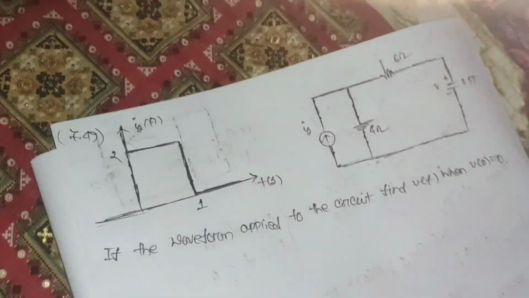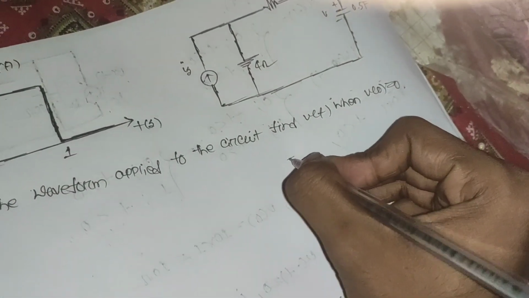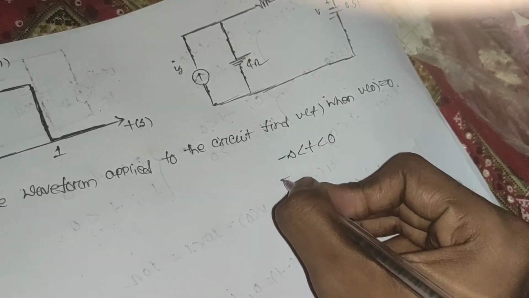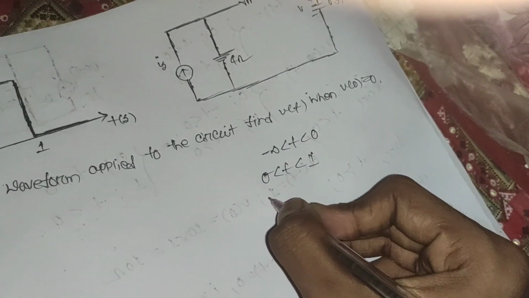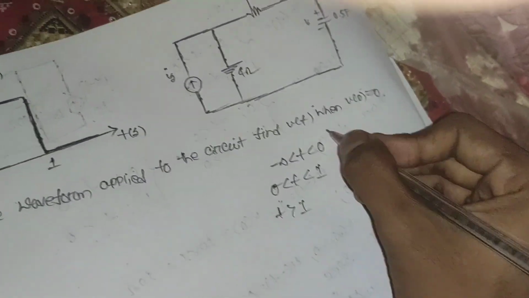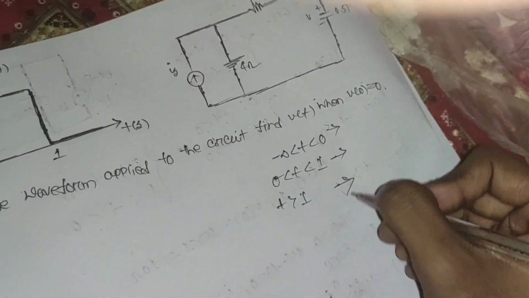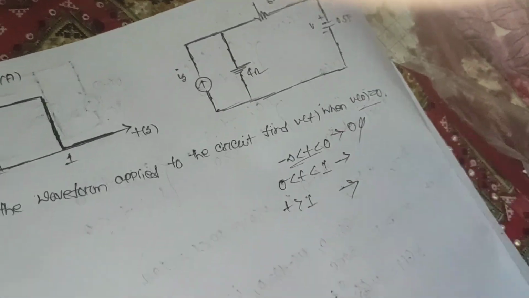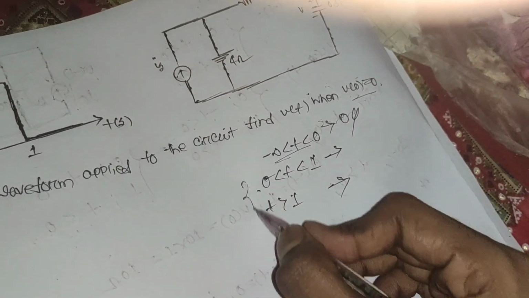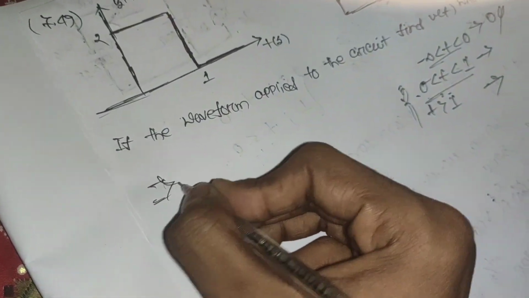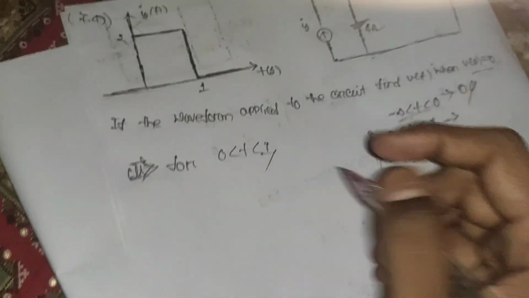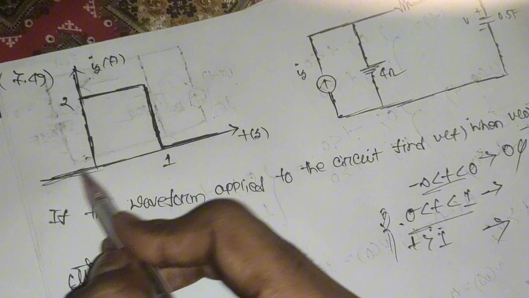Alright, so here we have three terms. One is for negative infinity to t to 0, 0 to t to 1, and t greater than 1. Three limits will be here. Because V0 0 equals 0, it will ultimately be 0, so we don't need to consider this. So we have two ranges right now. For the range 0 to t to 1, let's solve this out.